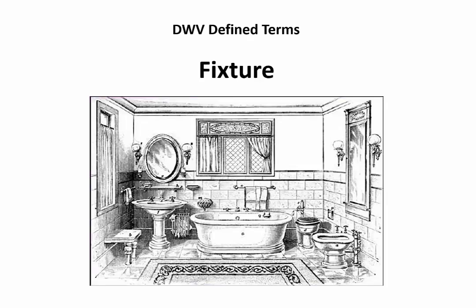Fixtures drain sewage or clear water waste to a sanitary drainage system. Fixtures connect to soil or waste pipes, and most are trapped to avoid the passage of sewer gases into occupied spaces. Examples of fixtures include water closets, lavatories, sinks, and floor drains.